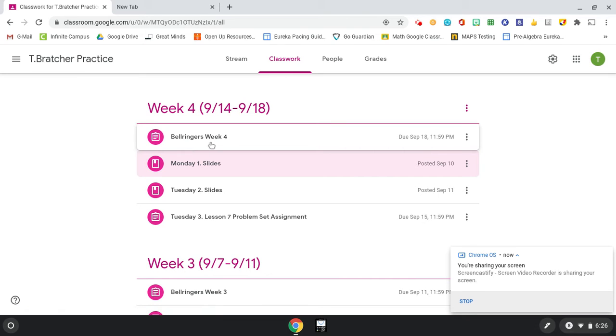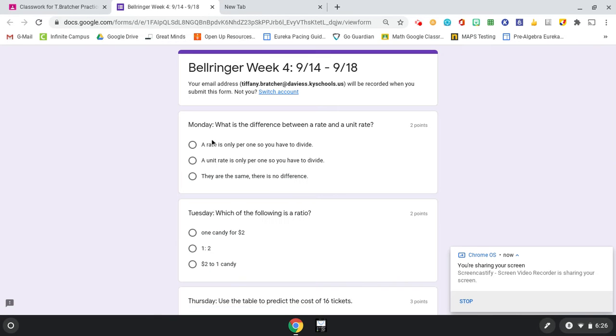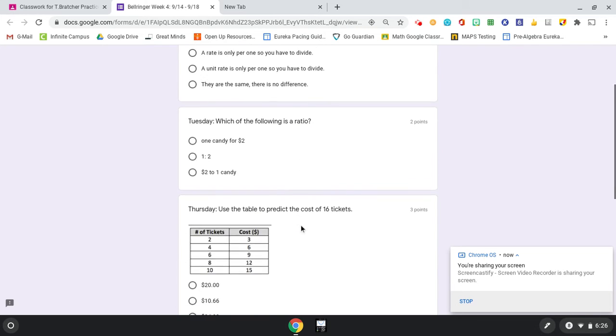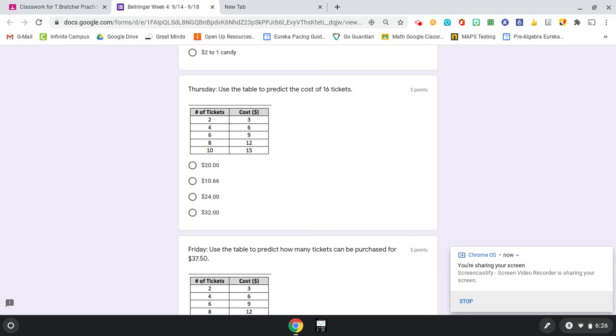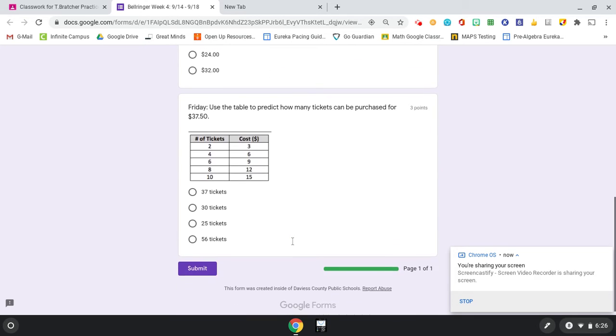You are still going to have a bell ringer. So make sure, remember that you only have to answer the question of that day. So you will only need to answer Monday for Monday, Tuesday for Tuesday. Remember, right now we're not going to do any bell ringers on Wednesday. And then at school, you guys will do Thursday and Friday. Again, make sure you always hit that purple submit button because it will not record your answer if you do not before you exit out.